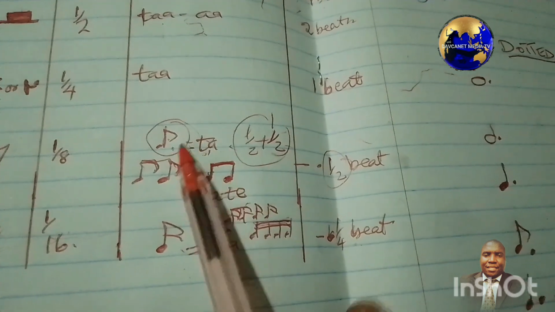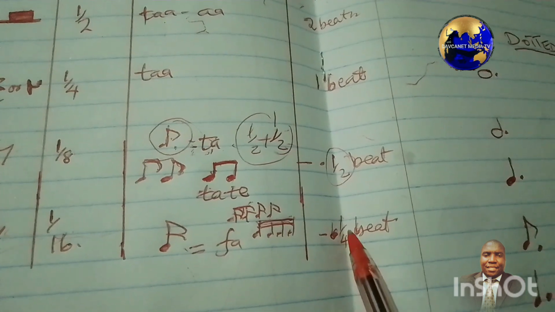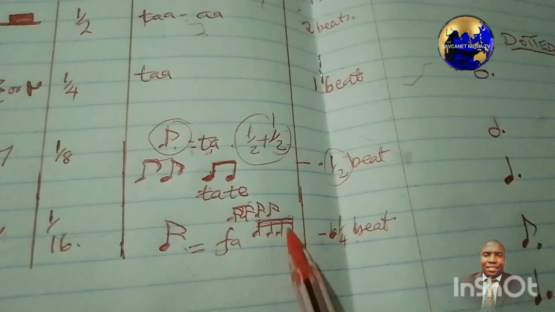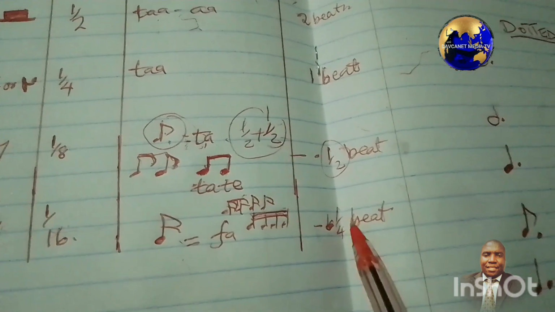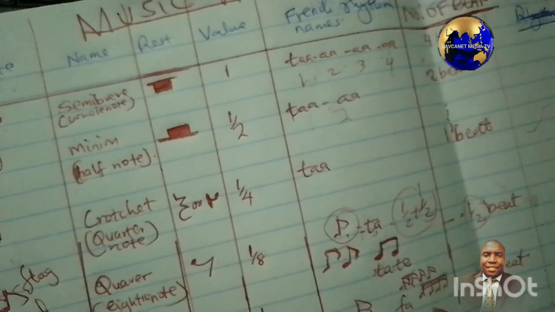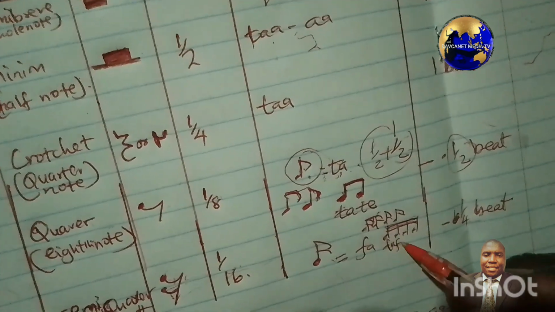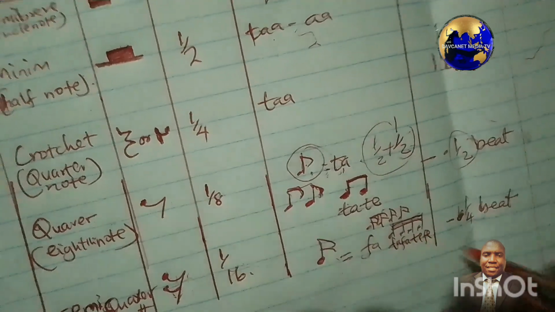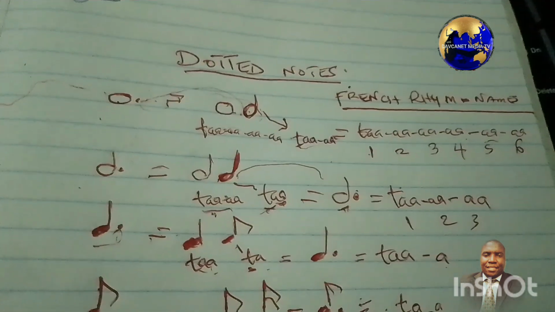So to make it a whole beat, one beat, we add 4 quarters. 1, 2, 3, 4. So they form one crotchet. The 4 semiquavers form one crotchet or one beat. So the French rhythm name now becomes tafatefe. Tafatefe. Now I would like us to learn about dotted notes.